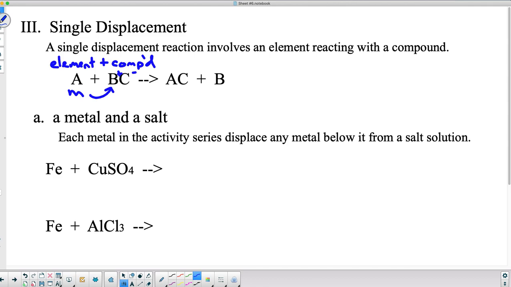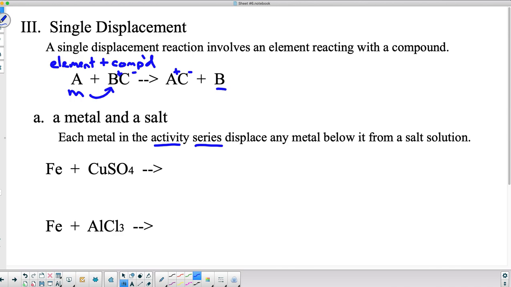Okay, so notice what happens on the other side. A kicks out B, so you have A positive, C negative, and then B's by itself. But this only happens in certain situations. Not all single displacement reactions work. It actually happens when, and we need the activity series for this, a more reactive metal kicks out the positive part or the cation of the compound.